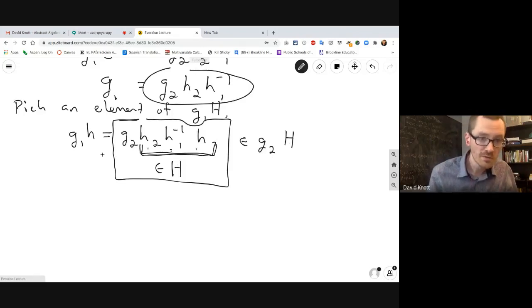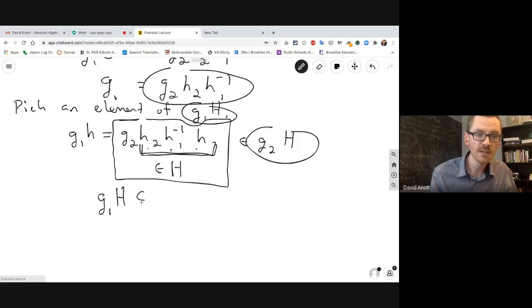Now, what I've done is I've shown that an arbitrary, or if you like, random element of the coset G1H happens to be inside of G2H. If a random element of this set is always inside of this set, that means that this set is in fact contained inside of this set. So the first coset is actually contained in the second coset.